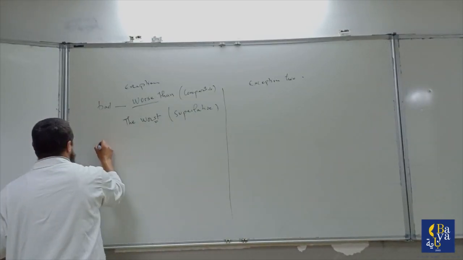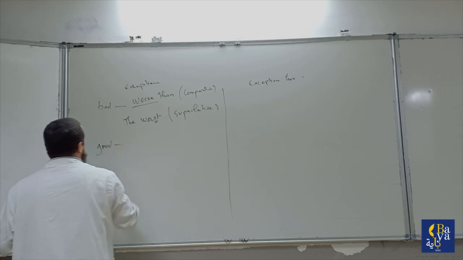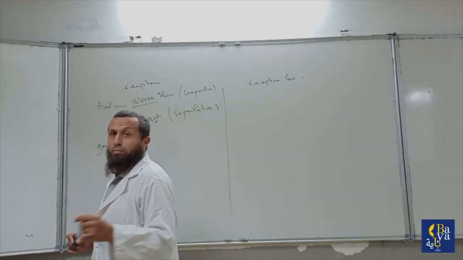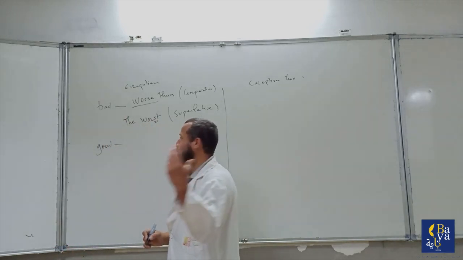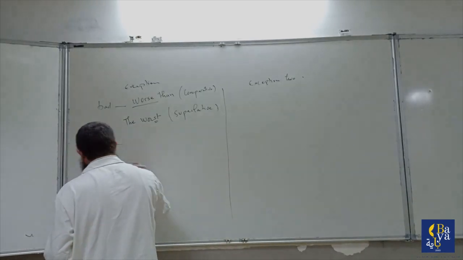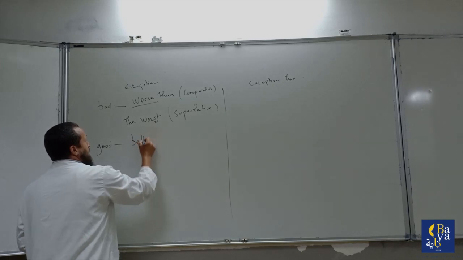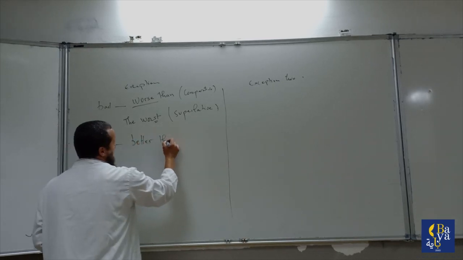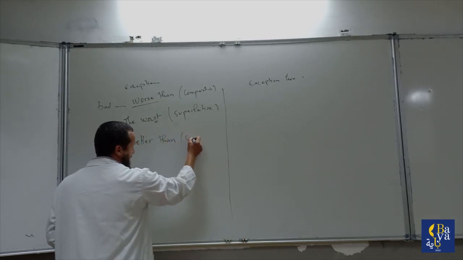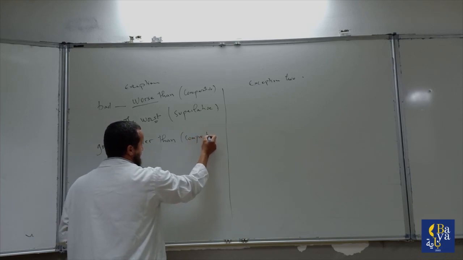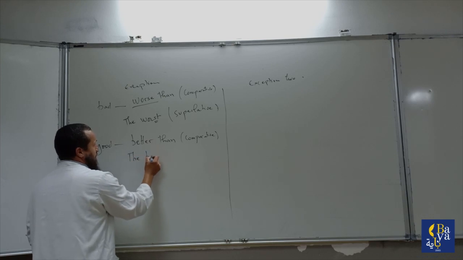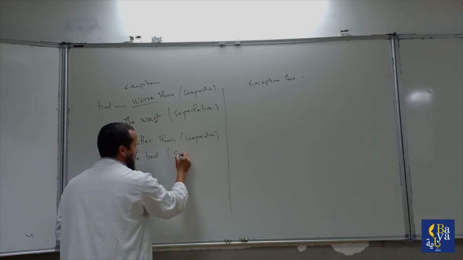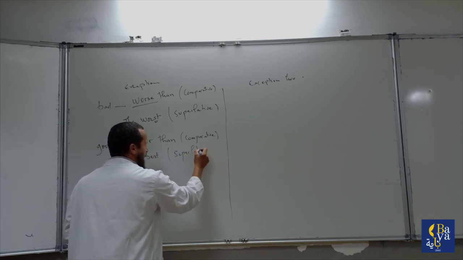Second one, good. Do we say "gooder than"? No. "The goodest"? No. What do you say? So we say "better than." This is for comparative. And we say "the best" for superlative. And that's it.